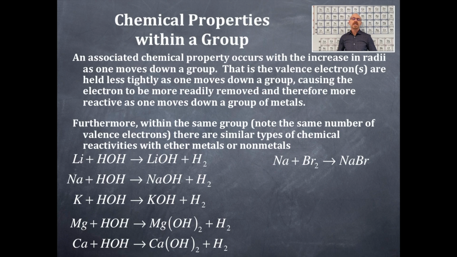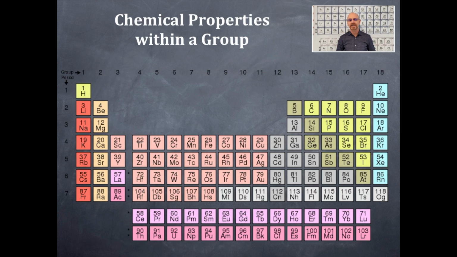So here are some other examples of some nonmetals and their chemical reactivity. That is sodium and a halogen, that's bromine, and you get sodium bromide. Sodium and chlorine, and you get sodium chloride. So those two are those combination reactions.